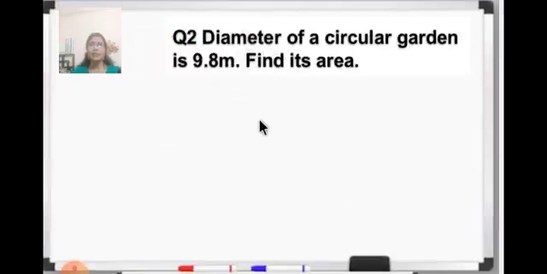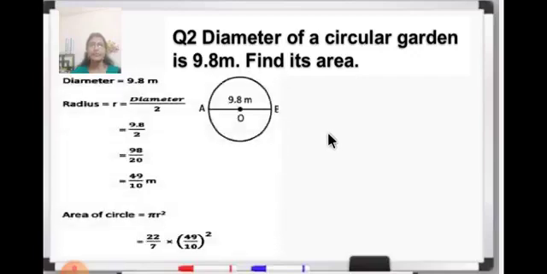So now we'll go to the next exercise. This is one more question which was given as homework. Diameter of a circular garden is 9.8 meter and you have to find out its area. So first you will write what is given in the question. Diameter is given. So diameter is equal to 9.8 meter. So now you will first find out radius. So radius will be diameter upon 2, which is equal to 9.8 upon 2.